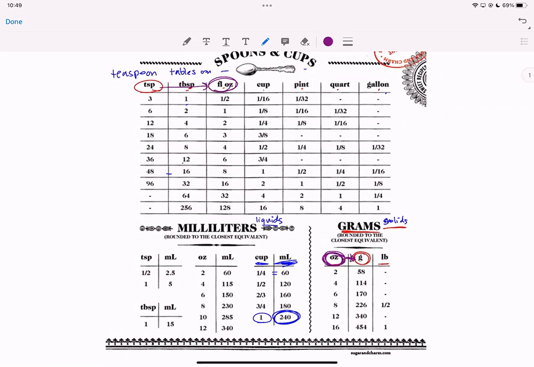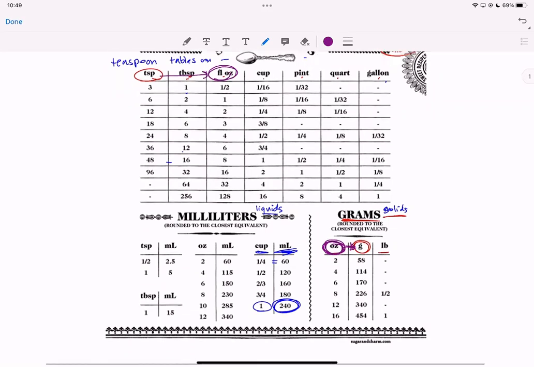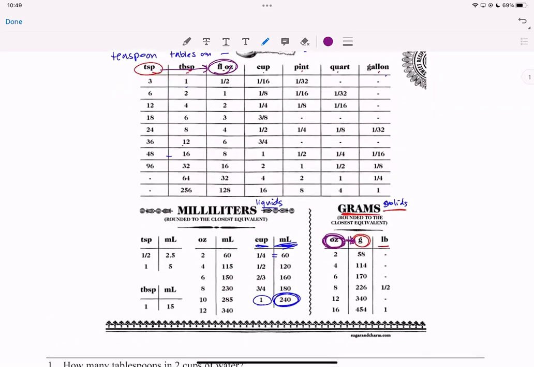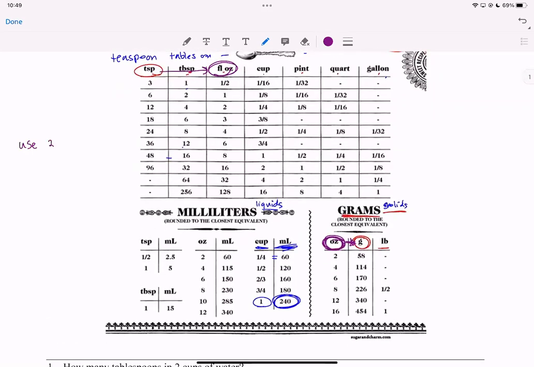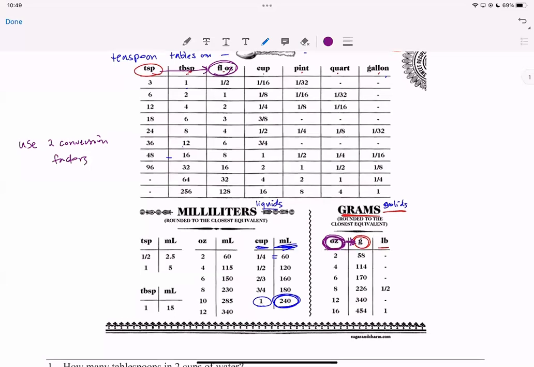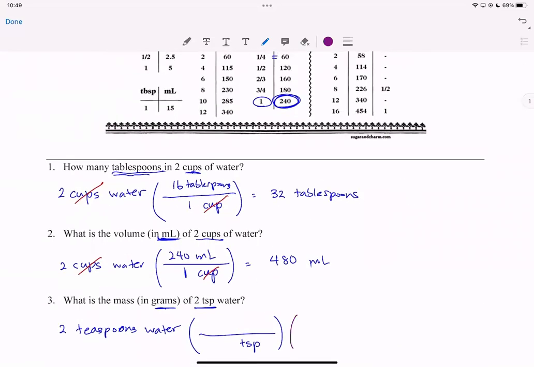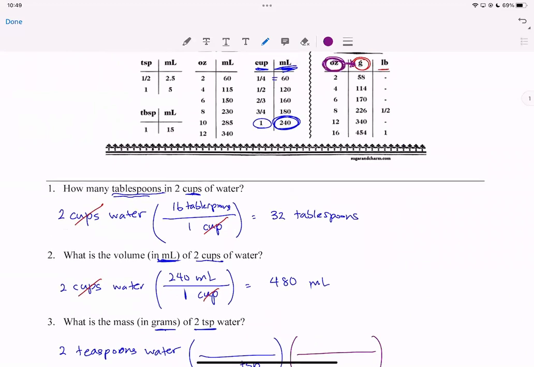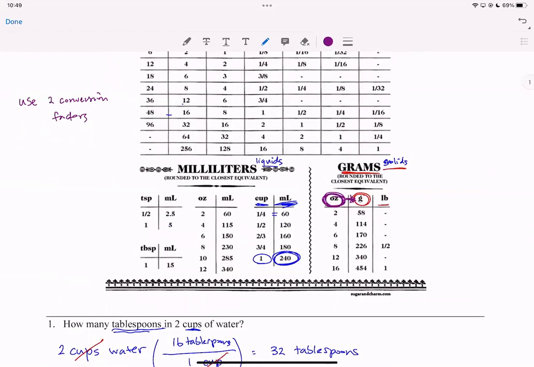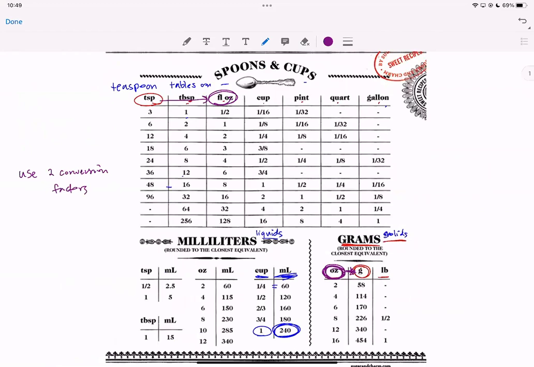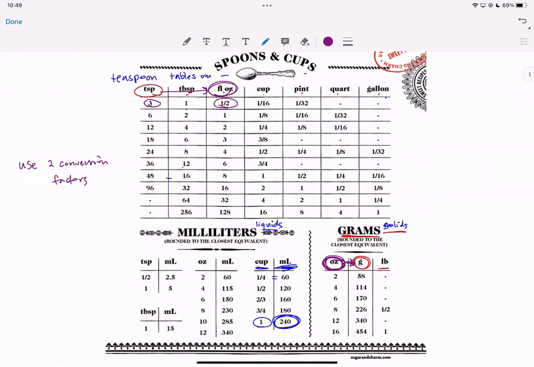So I'm going to use two conversion factors. The two conversion factors are going to come from those two separate tables. And so this is 2 teaspoons of water, so a teaspoon on the bottom. And so let's find this teaspoon to fluid ounces. I don't have a 1 teaspoon, so I'm going to just choose this top one. 3 teaspoons is equal to 1/2 fluid ounce.